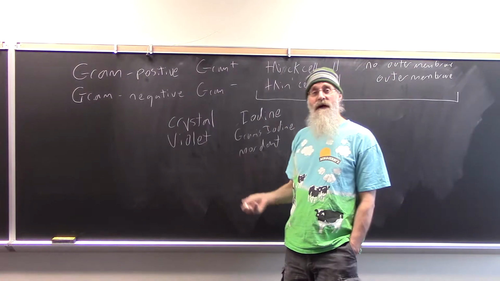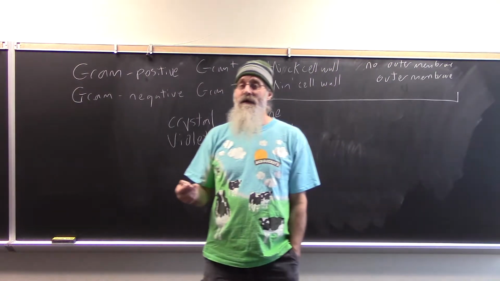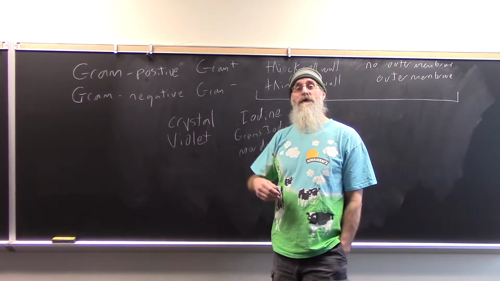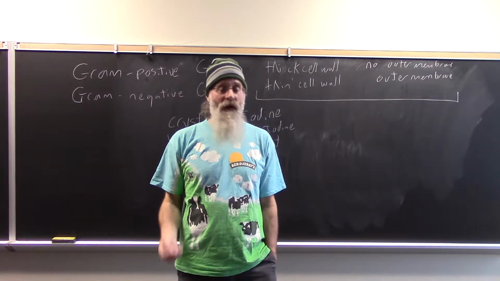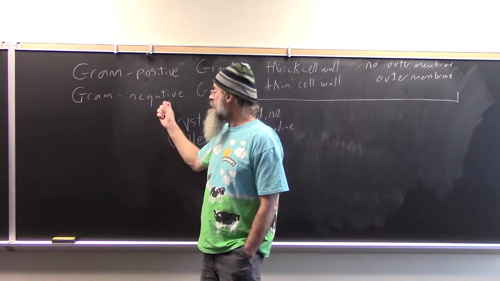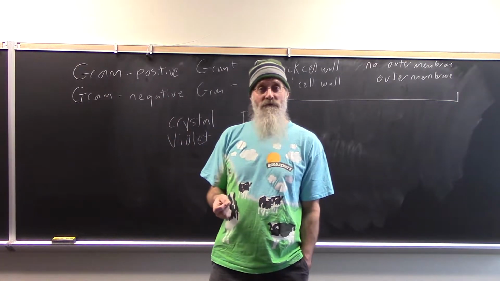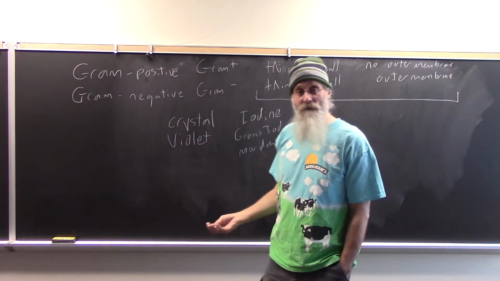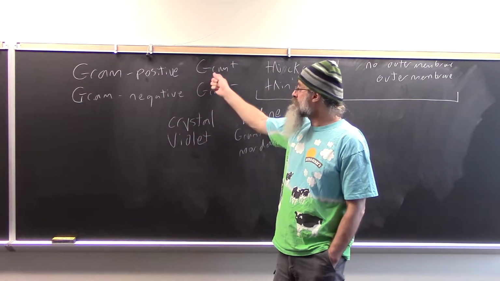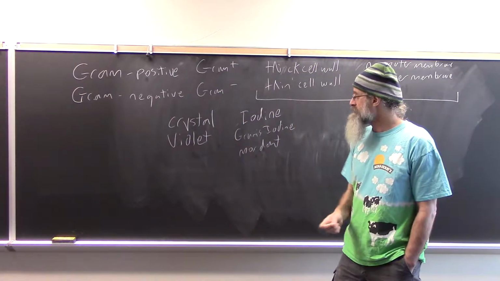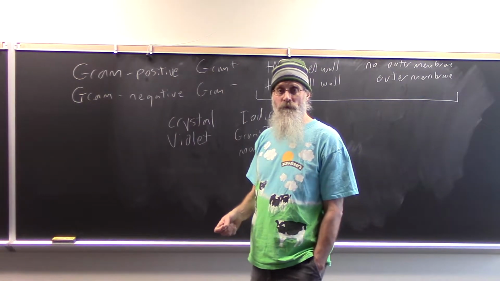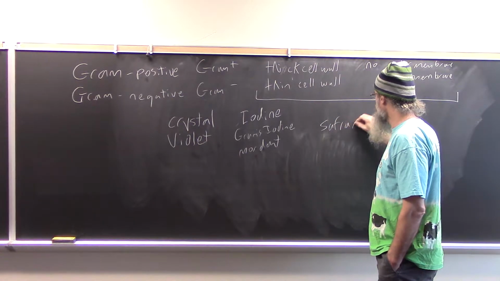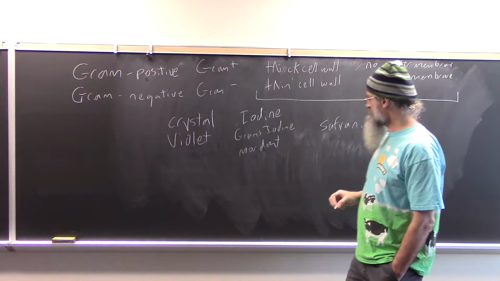But once you have decolorized, then what you do is you wash again with water, and you add a counterstain. Now the counterstain is the reason why saying that something stains gram-negative is not a contradiction. The gram-negative cells do actually end up being stained in the end. They're just not stained gram-positive. They're not stained with this combination of crystal violet and iodine. And this counterstain is called safranin. Hopefully that's spelled reasonably well.